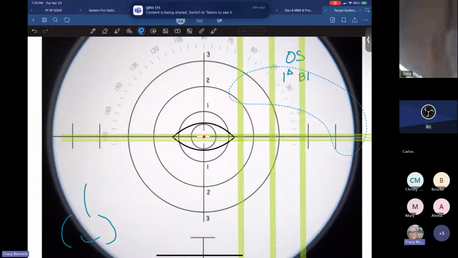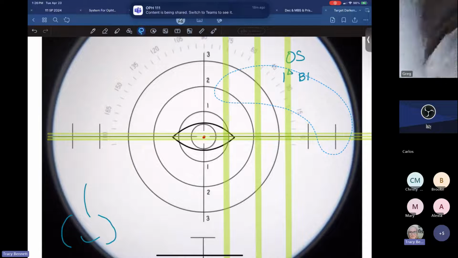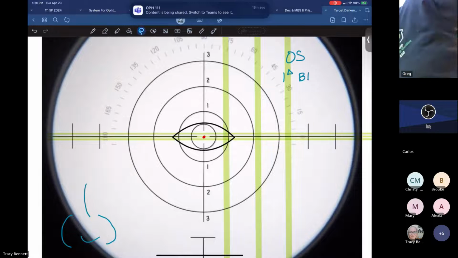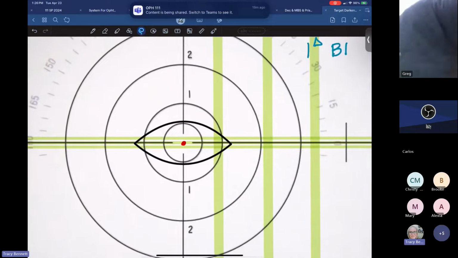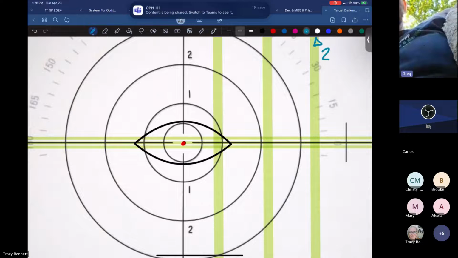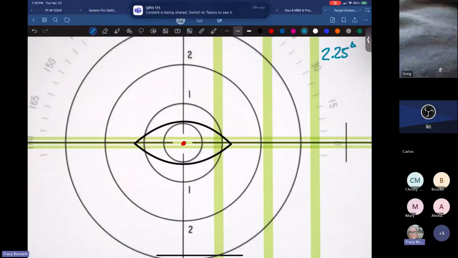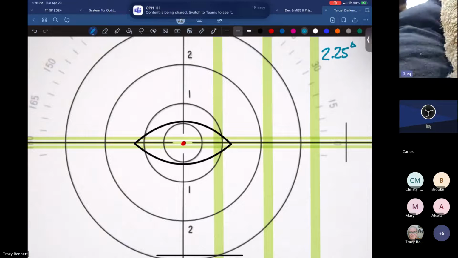So what about that one? What if I'm here and it's an OS? I would zoom in, make it a little easier for y'all to see. So you can either figure, go ahead. I heard somebody saying something. 2.25. I like that. 2.1, 2.2. 2.2, 2.25 both sound great. What about base direction? BO.